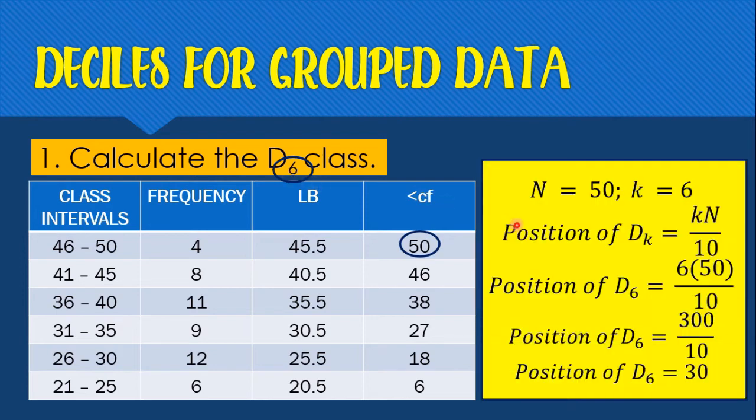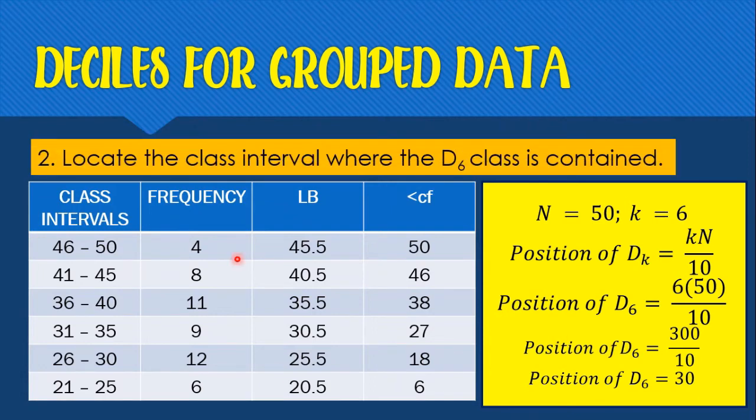So to find the position of the D sub 6 class, we use the formula: position of D sub K is equal to K times N over 10. So this time we'll be using over 10. It's because we are using deciles for grouped data. By substitution, our N is 50, our K is 6, so 6 times 50 is 300 divided by 10 is equal to 30. So the position of the D sub 6 class is equal to 30.